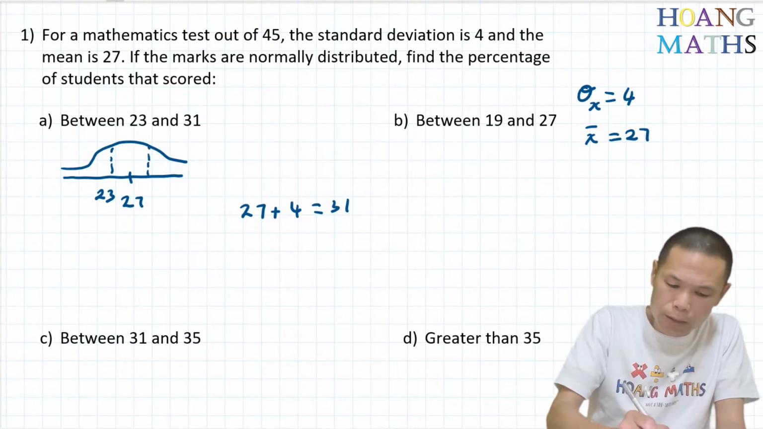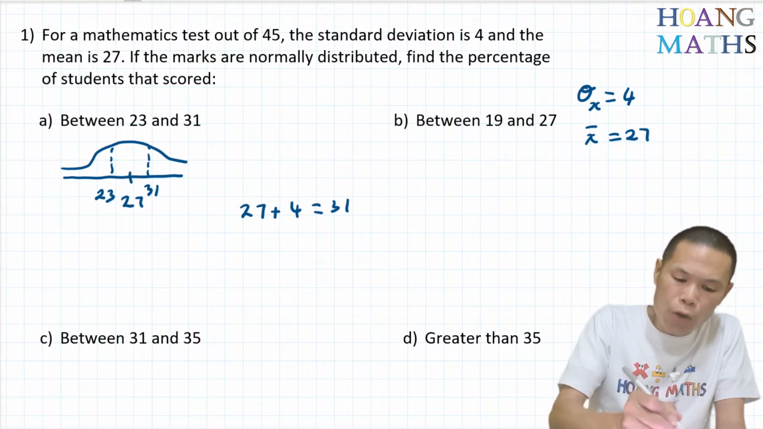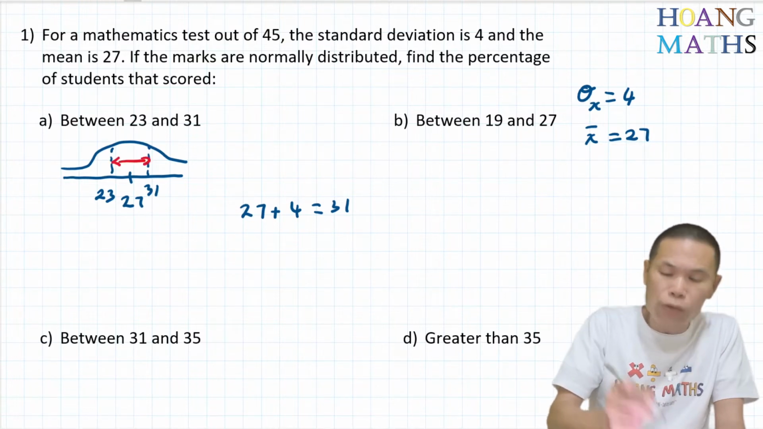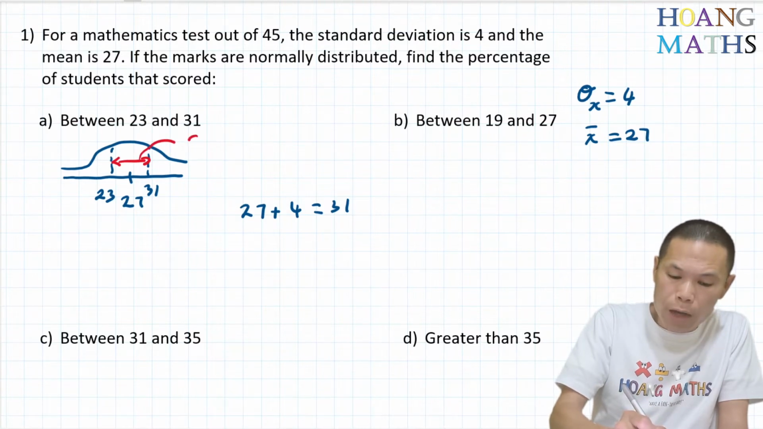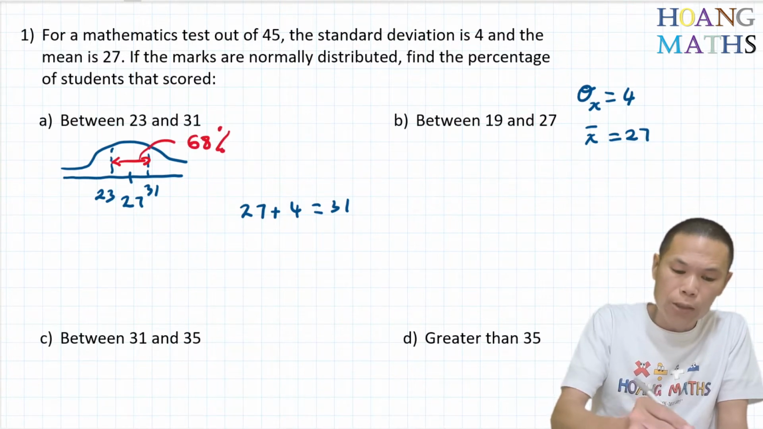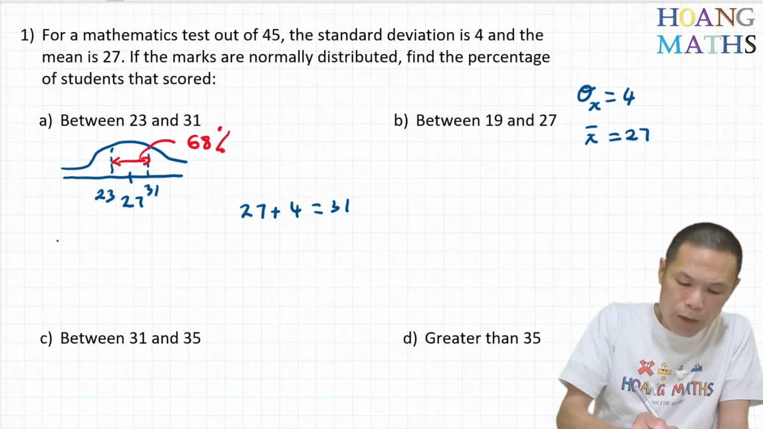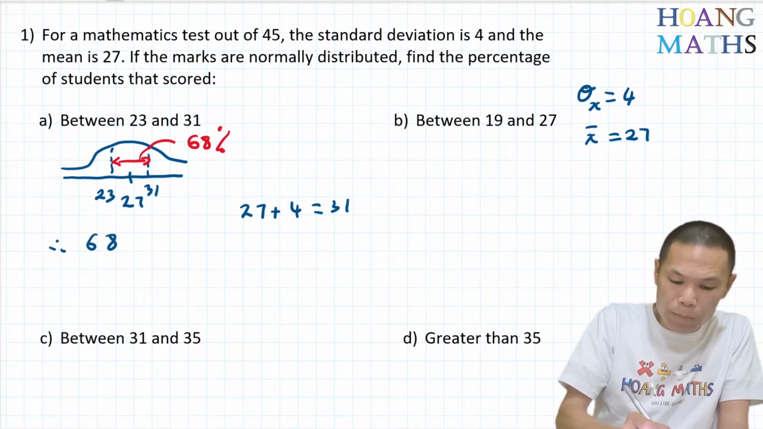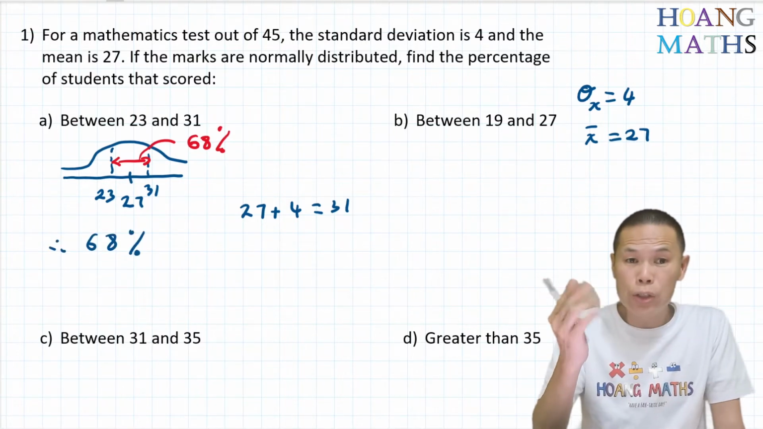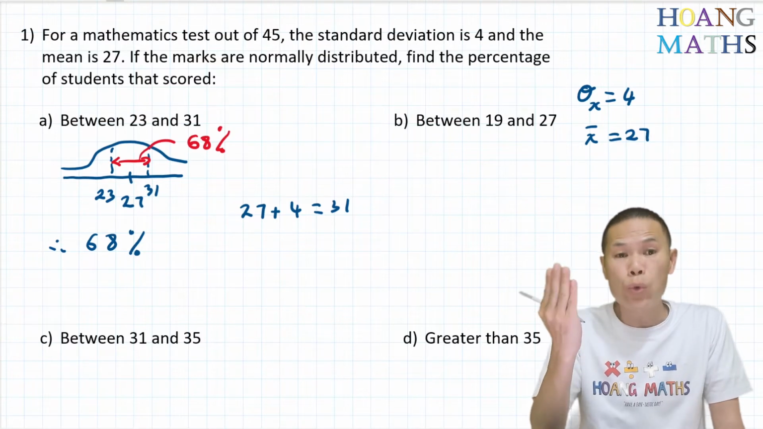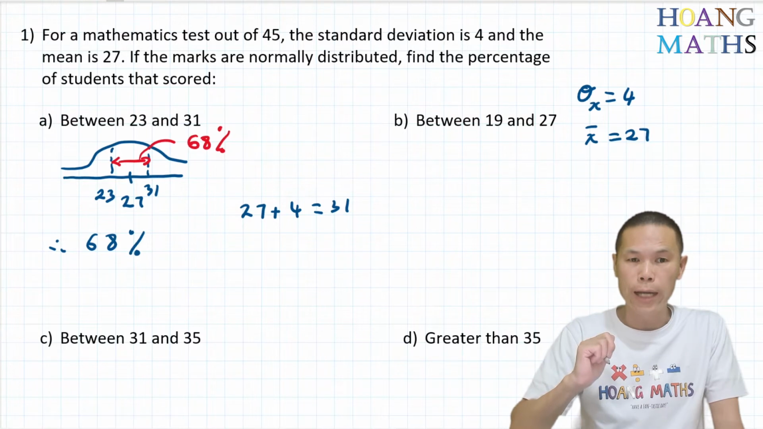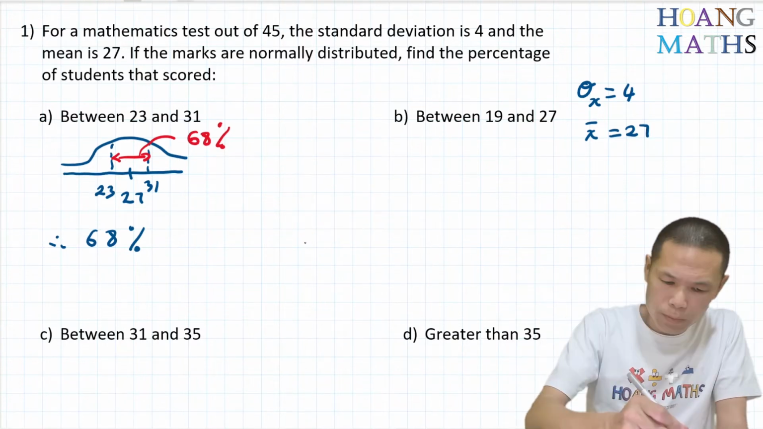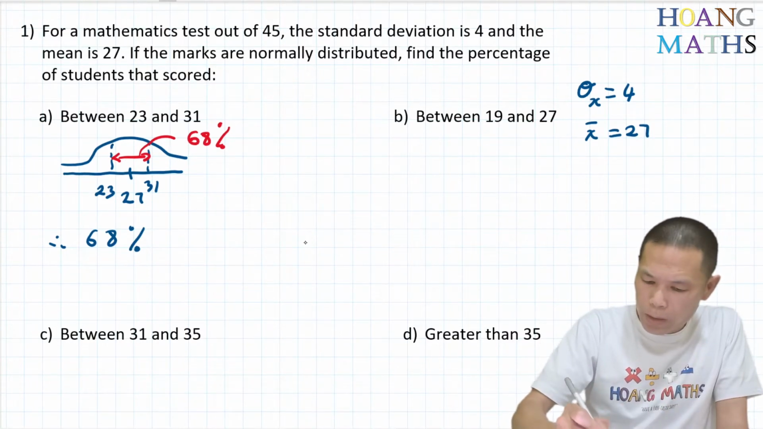So this is 31. We know that within one standard deviation from the mean, the percentage is about 68%. So the answer is, therefore, 68% of the students score between 23 and 31. That's how you do it, okay? So let's go through part B. Just a quick sketch, okay?